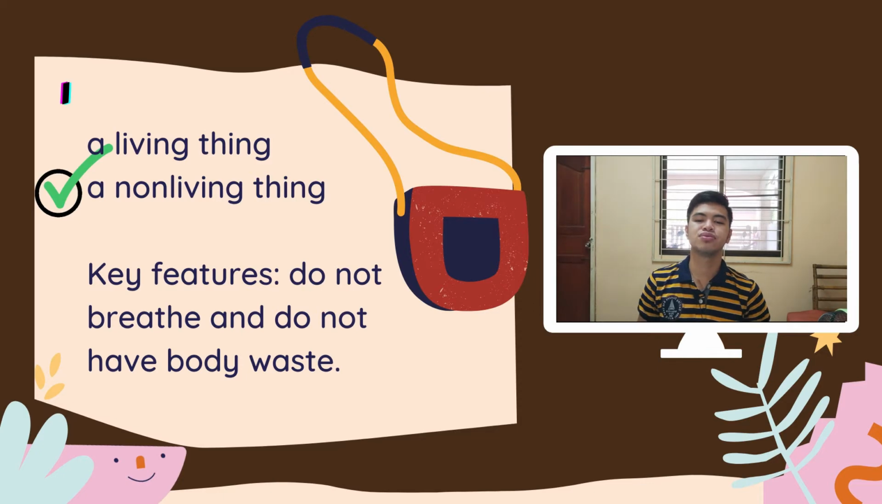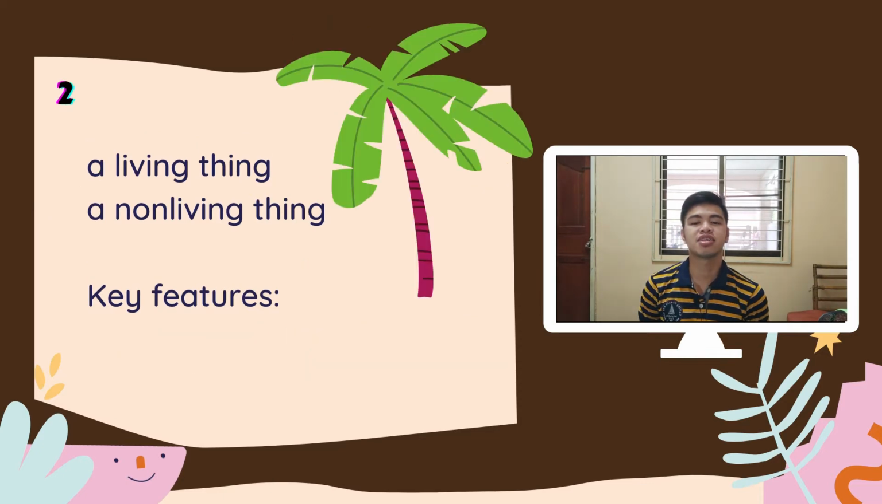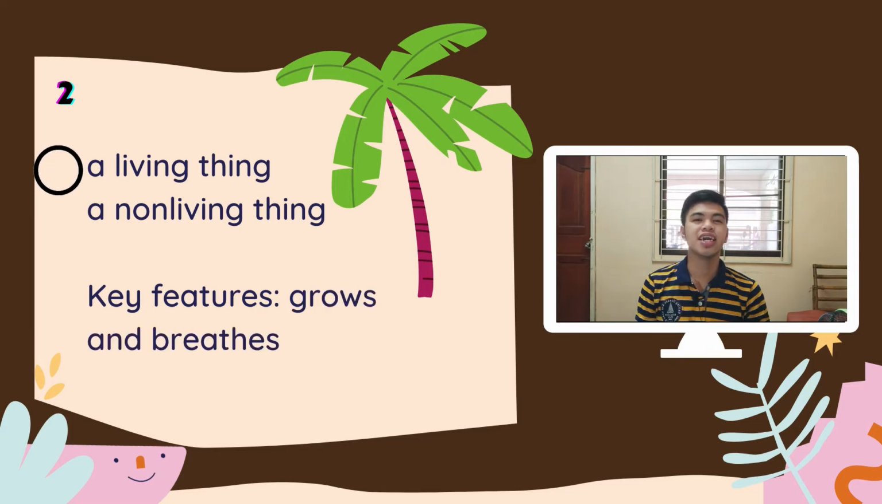So let's go to number 2. There's a banana tree. What do you think is a banana tree? Is it A, a living thing, B, a non-living thing? Good job! The correct answer is letter A. It's a living thing. So you're going to check a living thing. And then you're going to write its key features. So what is a key feature of a banana tree? Here we can write it grows and breathes. Remember, plants can breathe through perspiration, right? So we can write grows and breathes.